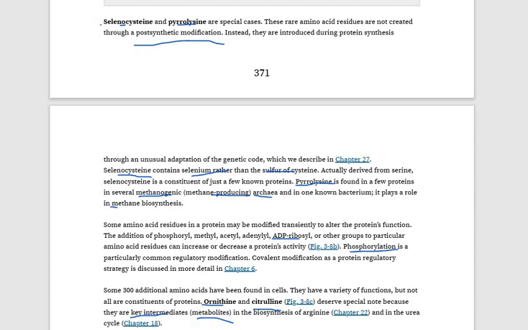pyrrolysine are special cases in that they are adapted from the genetic code, usually UGA. Selenocysteine contains selenium rather than the sulfur of cysteine, and pyrrolysine is found in a few proteins in several methane producing archaea and in one bacterium, and it plays a role in methane biosynthesis.